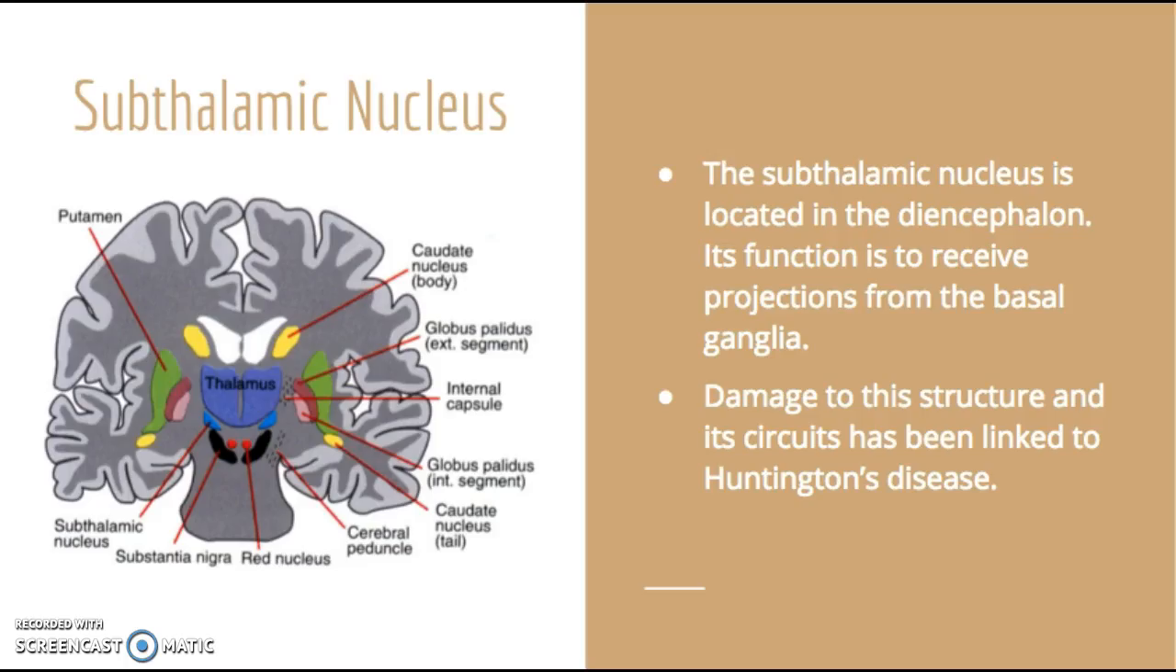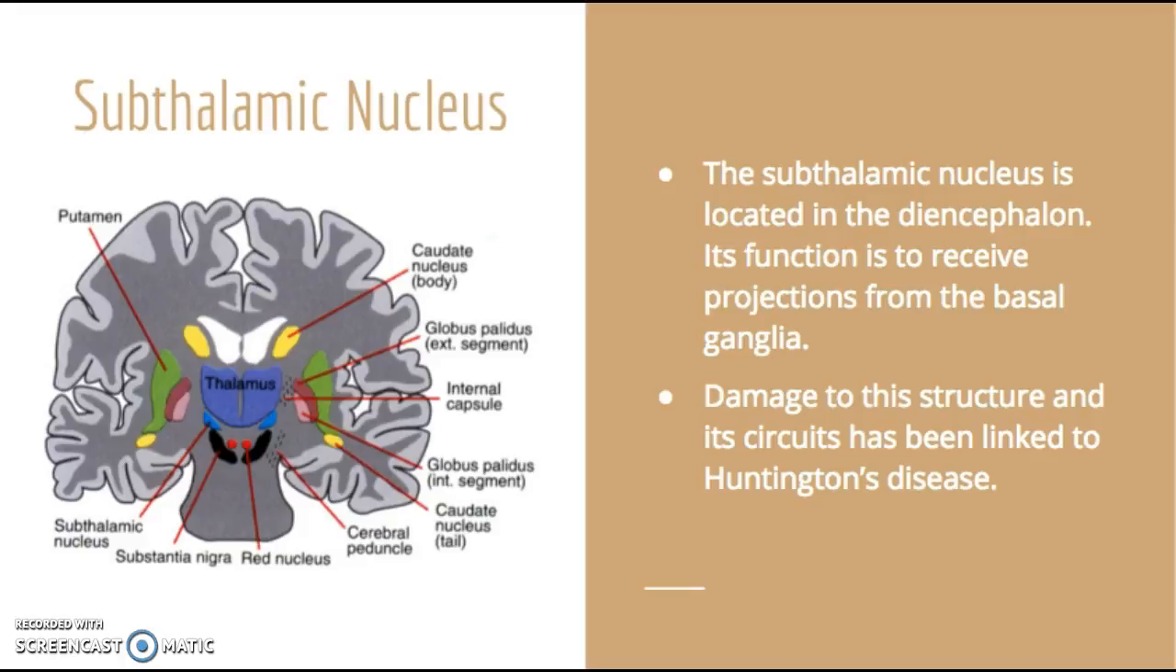The subthalamic nucleus is similar to the substantia nigra in that its anatomical location versus its physiological function are different. The subthalamic nucleus is located in the diencephalon, not in the basal ganglia, but its function is to receive projections from the basal ganglia. Damage to this structure and its circuits has been linked to Huntington's disease as well as hyperkinetic dysarthria of the chorea type.